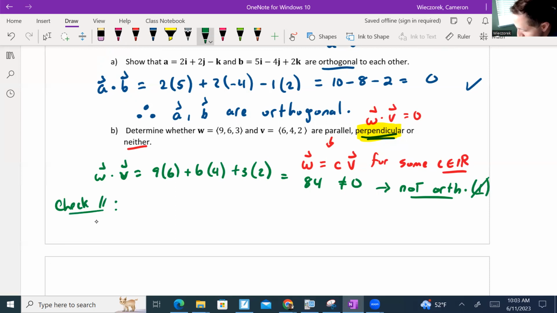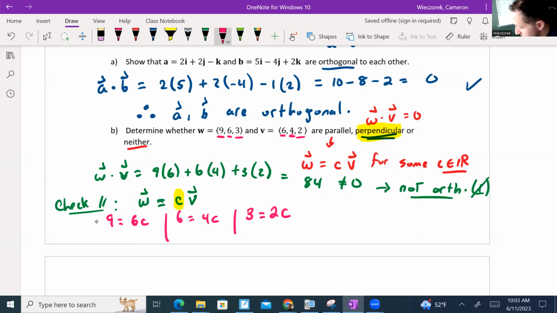If they're parallel, that means I can find some C value, some real number, such that when I multiply the vector V by that scalar, I'll get W. So you got to go one component at a time. It has to be the same scalar for each component. So that would mean really 3 things I have to check. I would need 9 to equal 6 times C. I would need 6 to equal 4 times C. And I would need 3 to equal 2 times C. And I just need to check to make sure I get the same C value for each component.